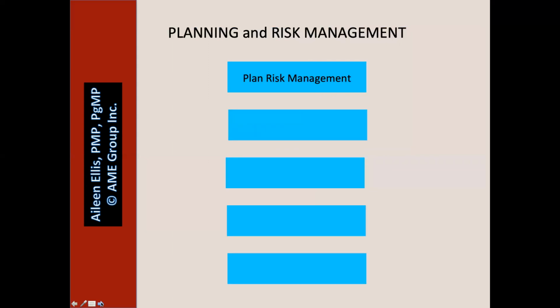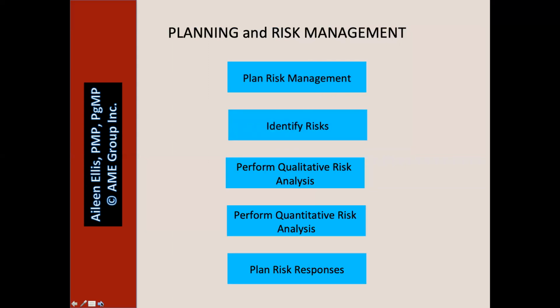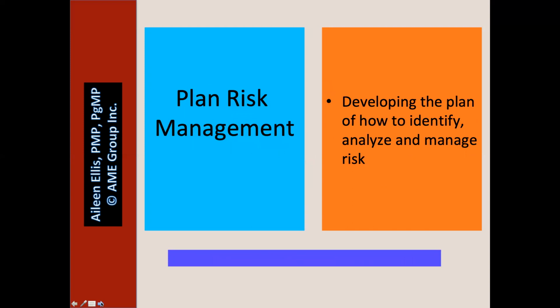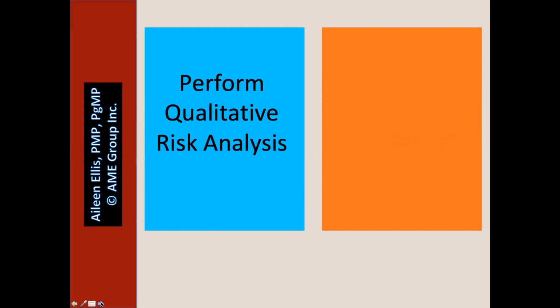Planning and risk management. Notice there's 5 processes here. We're going to take them one at a time. Plan risk management, developing the plan of how to identify, analyze, and manage risk. Remember, the risks are not listed in the risk management plan. Identify risks. Identifying the risks in no priority.